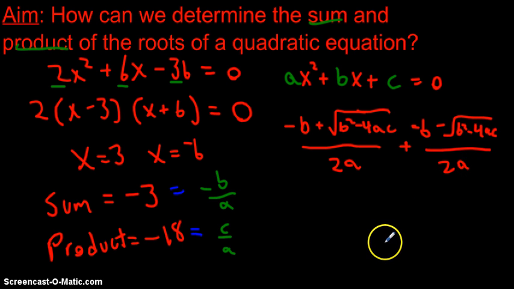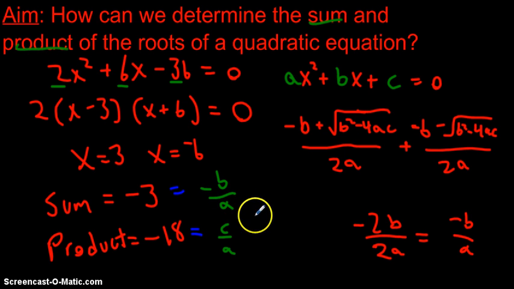So the denominator of this result is going to be 2a. So we have negative b plus negative b, which is negative 2b. And if we add the square root to its opposite, we get 0. So that leaves us with negative 2b over 2a, which is negative b over a. So the sum of the roots of any quadratic equation will be negative b over a. Alright, so you could write that down. Sum of the roots is equal to negative b over a.